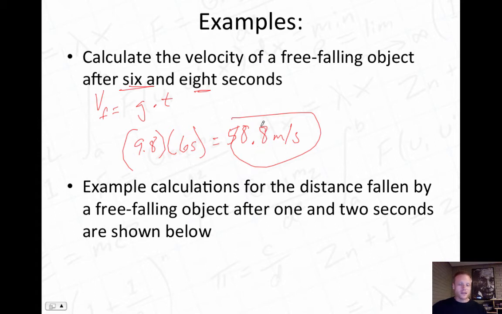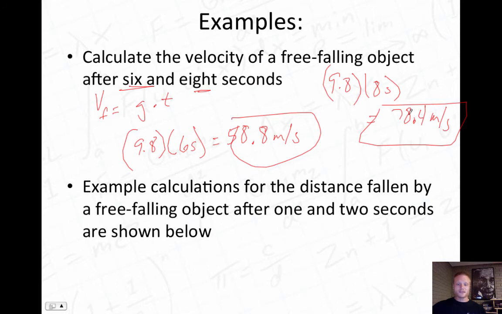Pretty dang fast, but that kind of makes sense. If you're accelerating at 9.8 meters per second squared, you're going to get up to a quick velocity in no time flat. At 8 seconds, I would do the same exact procedure. I'd take 9.8 times my time, which is now 8 seconds, and if I do that math, I get 78.4 meters per second. So clearly even faster. Two seconds later, I'm going about 20 meters per second faster. So that's how you use the first formula.